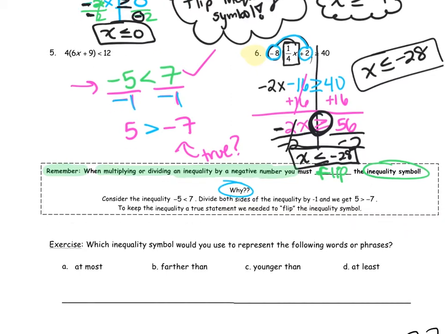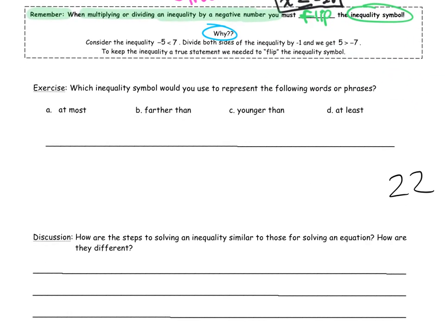Okay, so moving right along, we have which inequality symbol would you use to represent the following words in words. So these are really important, guys, very important vocabulary words, right? So I'm going to highlight over them. So if I'm describing something that is at most, that is less than or equal to, farther than or greater than, okay, it's another word, greater than. There are a lot of ways that we can represent this.